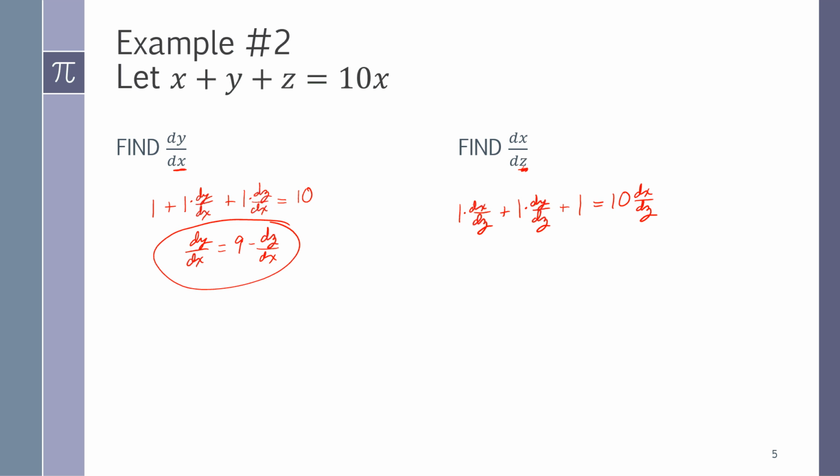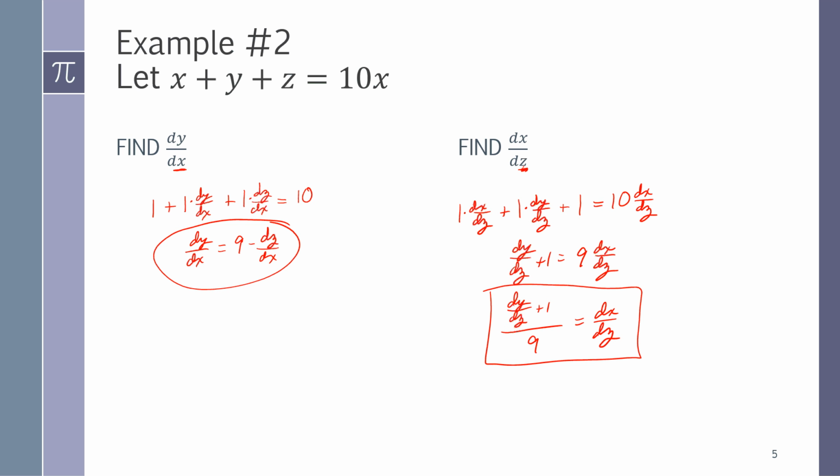Then to isolate dx/dz, I actually need to get them all on one side first. So I'm going to subtract the 1 dx/dz from both sides. So I'm going to have dy/dz plus 1 equals 9 dx/dz. And then I can divide both sides by 9, and (dy/dz plus 1) all over 9 equals dx/dz. And there we have that one.